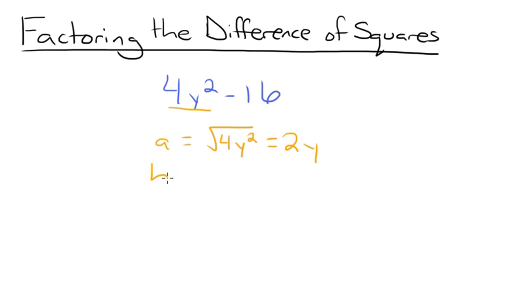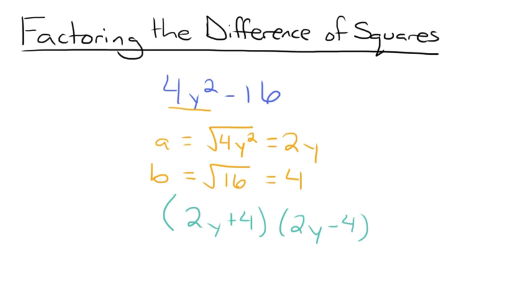Then we're going to do b and take the square root of 16. The positive square root of 16 is 4. So now we have our a and b values, and we can write out our factored form as (2y plus 4) times (2y minus 4).